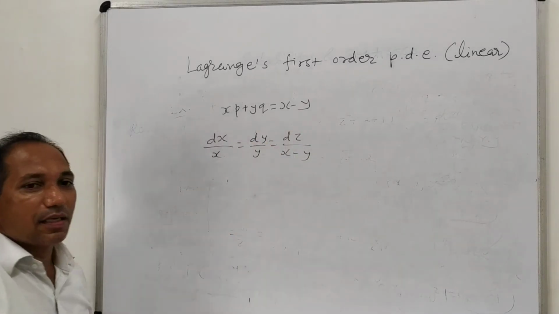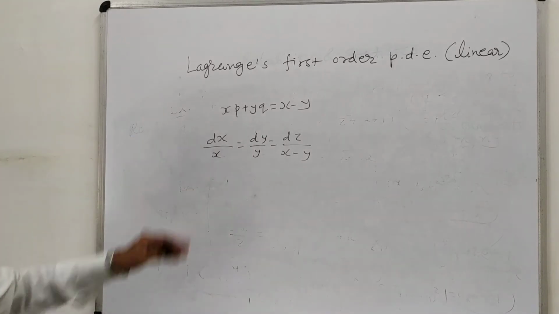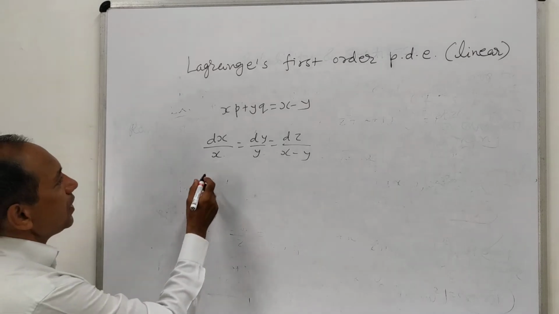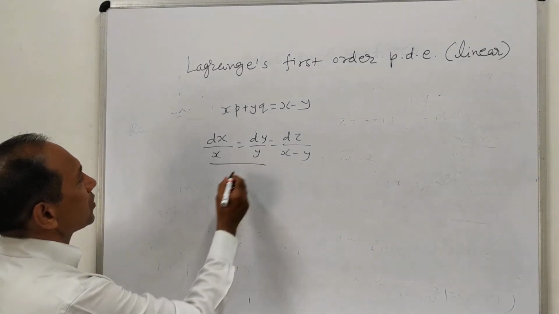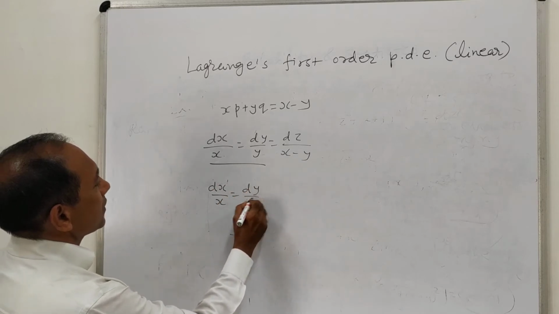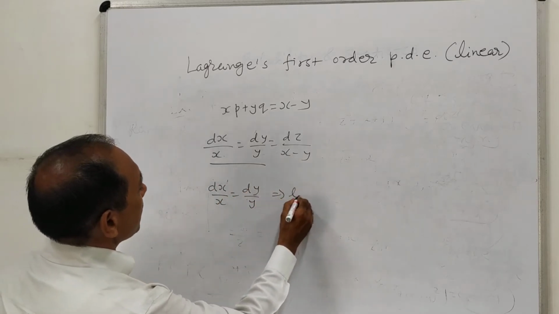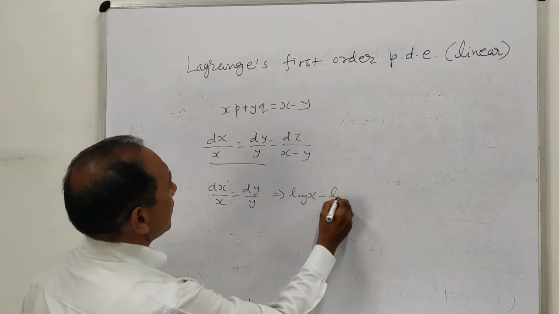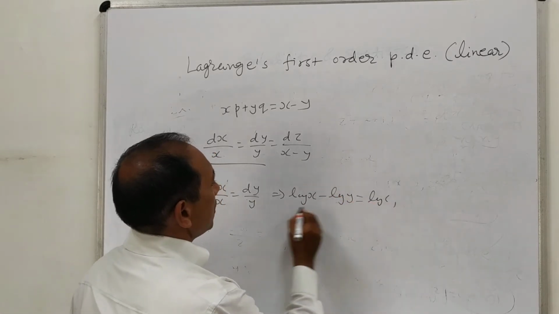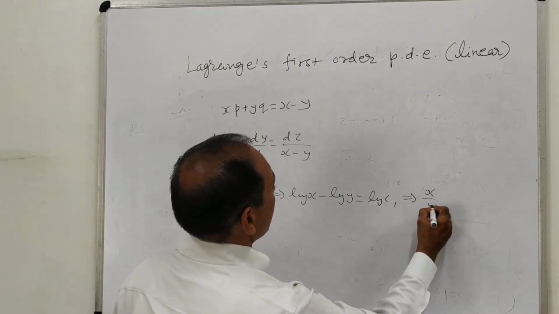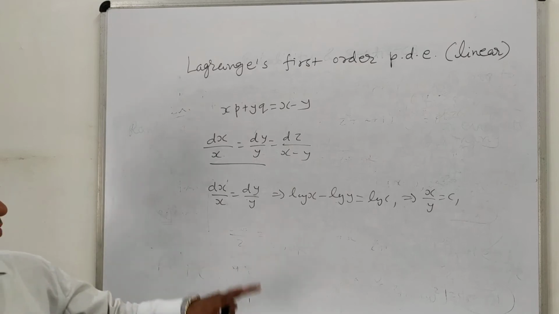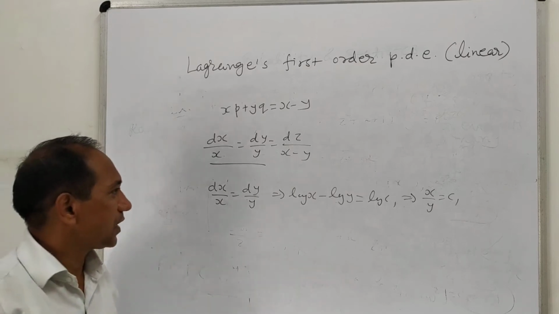Other sentences and other words you can use to write over here, as I mentioned in the last two examples. So here it is easy to identify that we can take the first two equations, dx upon x and dy upon y, because the integration is simple. The integration gives us log of x and log of y equal to log of c1. So this will give us x upon y equal to c1, because log x minus log y equals log of x upon y. This is the property of the log function.